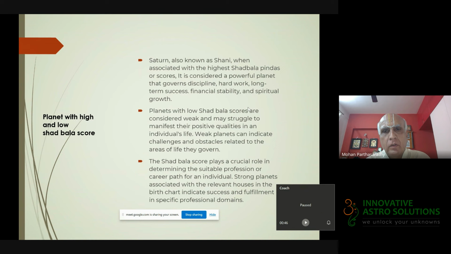The planets with a low Shadbala score are considered to be weak, and they may struggle to manifest their positive qualities. The Shadbala score plays a crucial role in determining the suitable profession or career path of an individual. Strong planets with higher Shadbala values, along with the relevant houses associated with them in the natal birth chart, indicate success and fulfillment in specific professional domains.